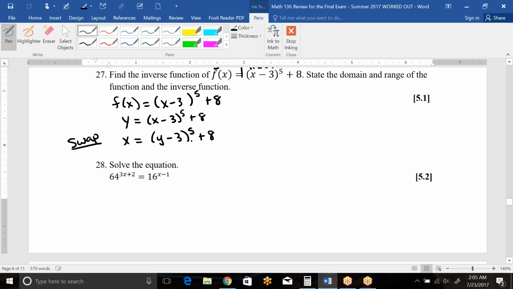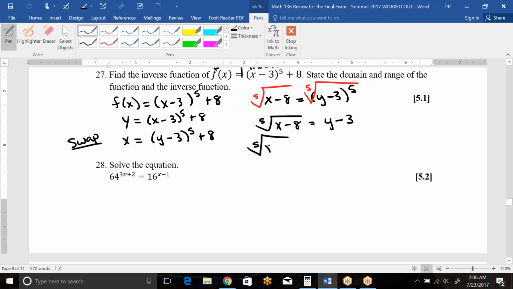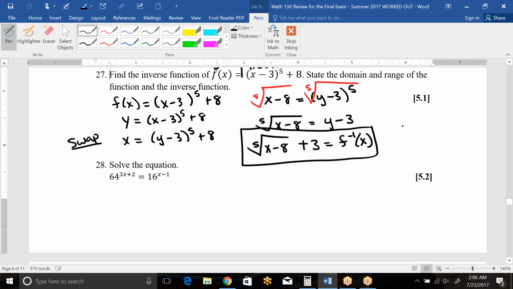Then we're playing a kind of a game of re-isolate y. So we need to subtract over the 8. Get rid of the 5th power by taking a 5th root of each side. Now remember, if we were taking an even root, we would have to write a plus or minus, but we're not. So this is 5th root of x minus 8 equals y minus 3. And the final step on that would be to add the 3 over. And I'm going to go ahead and call this f inverse of x. Now you could write f inverse of x equals all of that, or this way, it doesn't matter.